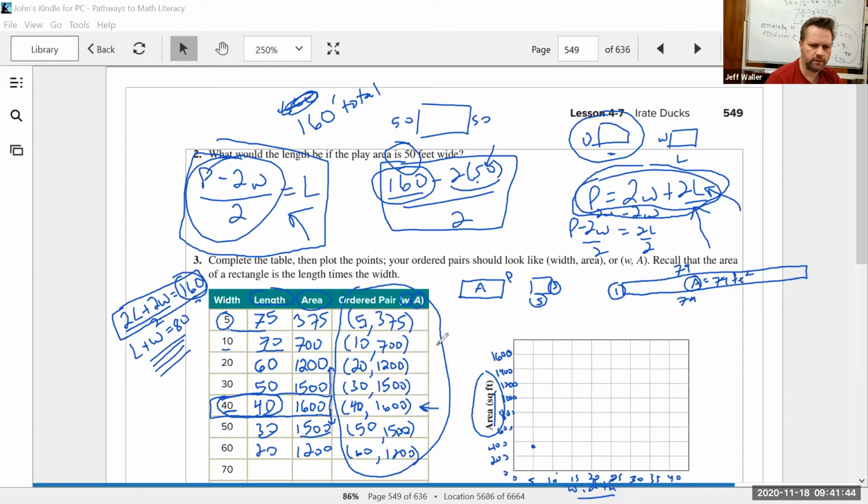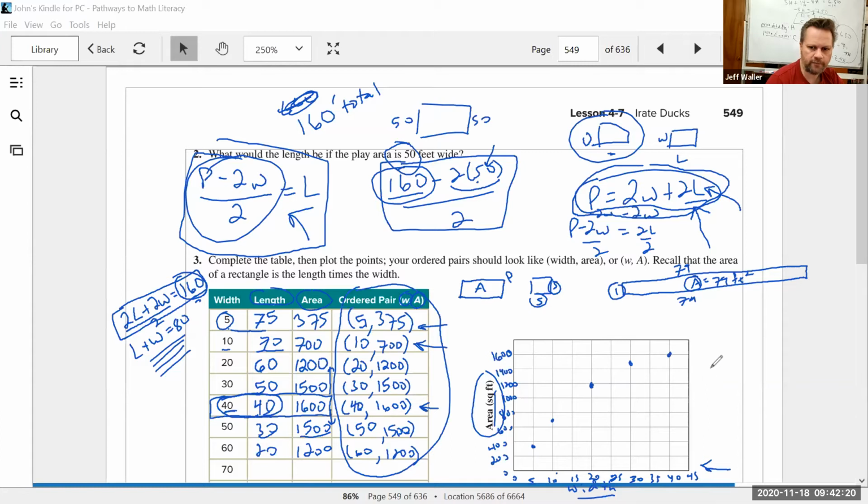10 goes to 700, so it's right in the middle of 600 and 800. 20 goes to 1200. Where am I at? 30 goes to 1500. I could have made this scale better, but all I want to get to is the highest point. So that's why I just picked 40. 30 goes to 1500 and 40 goes to 1600.